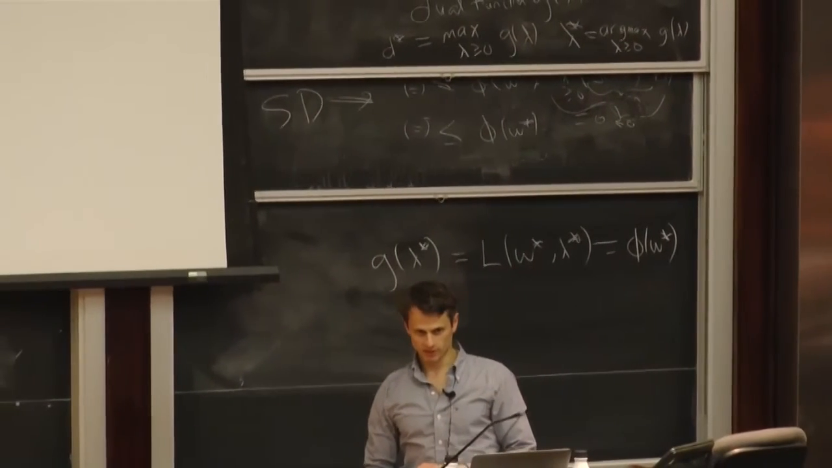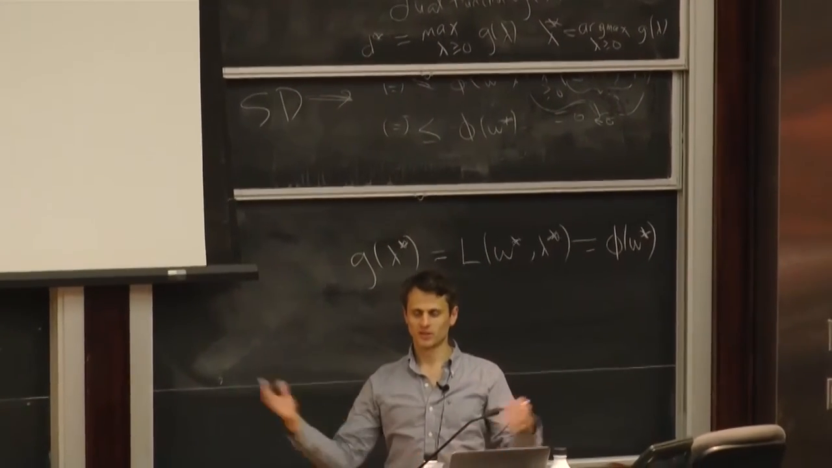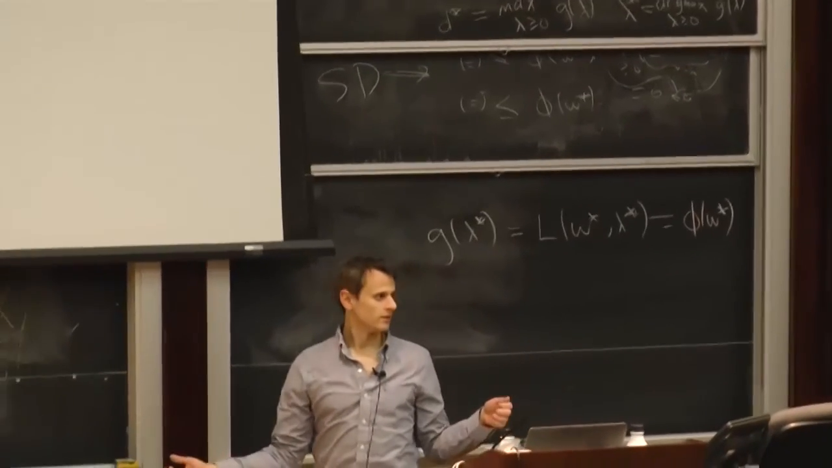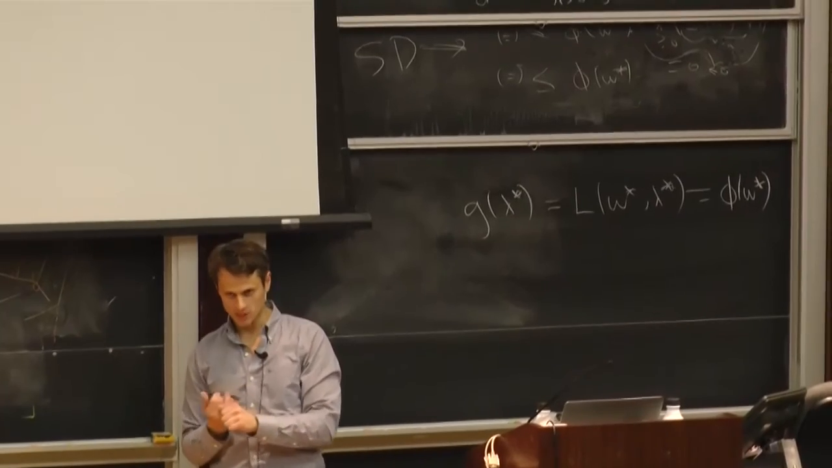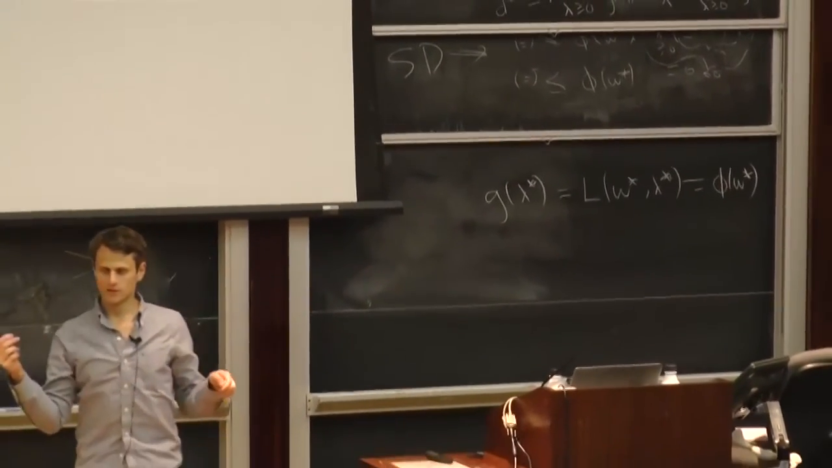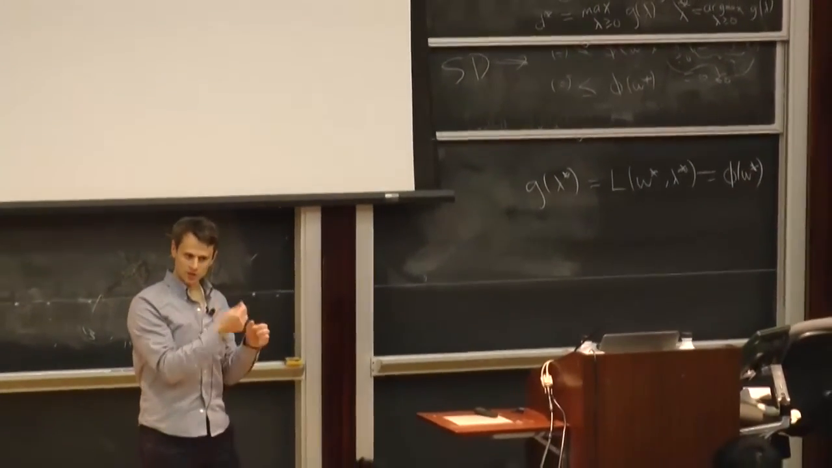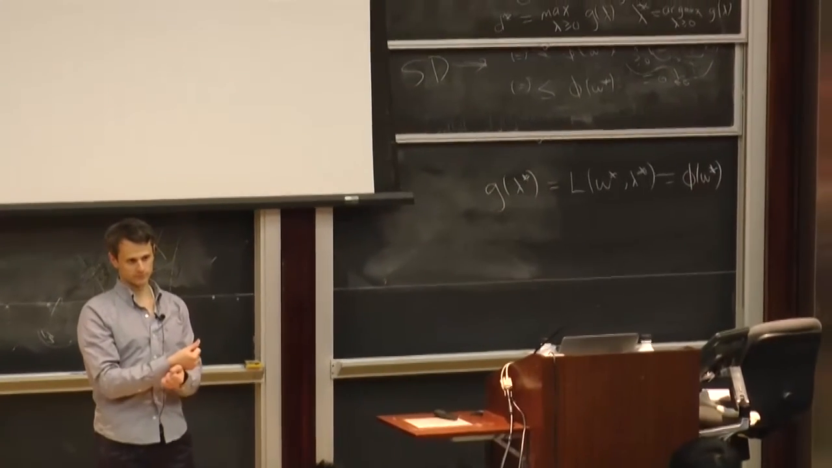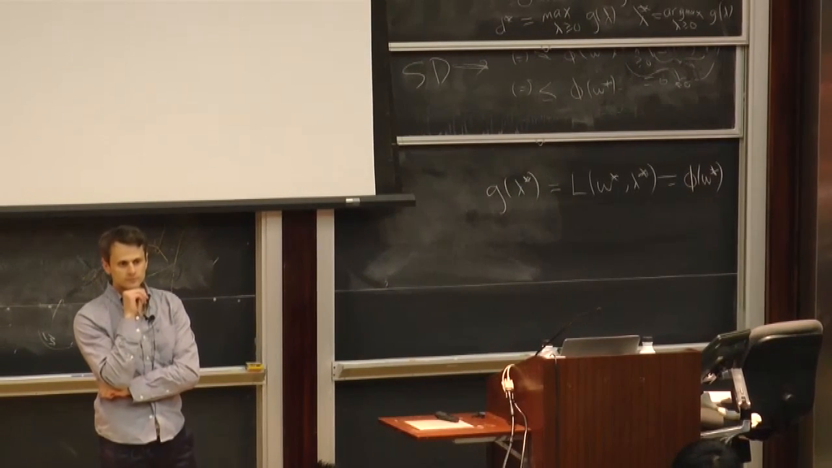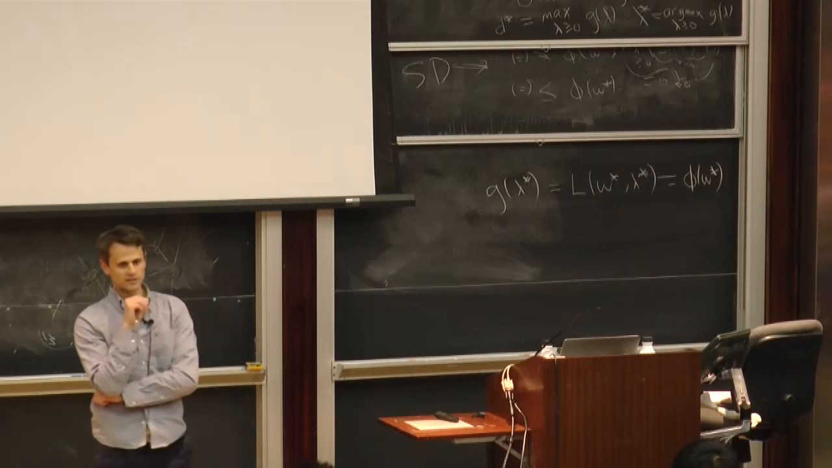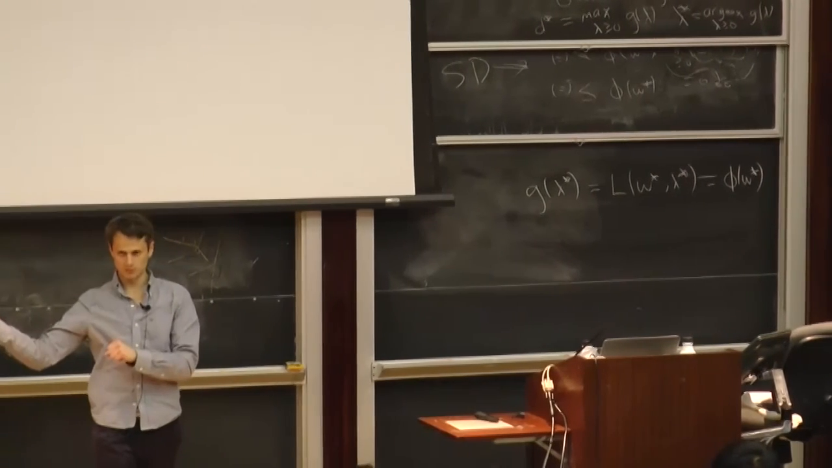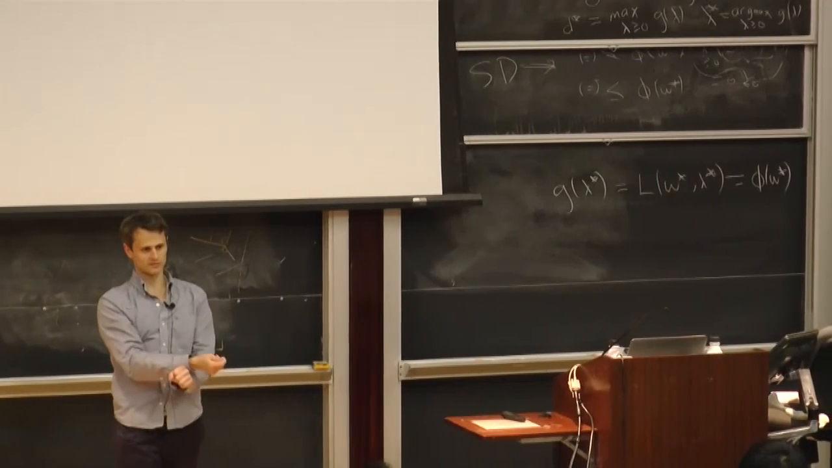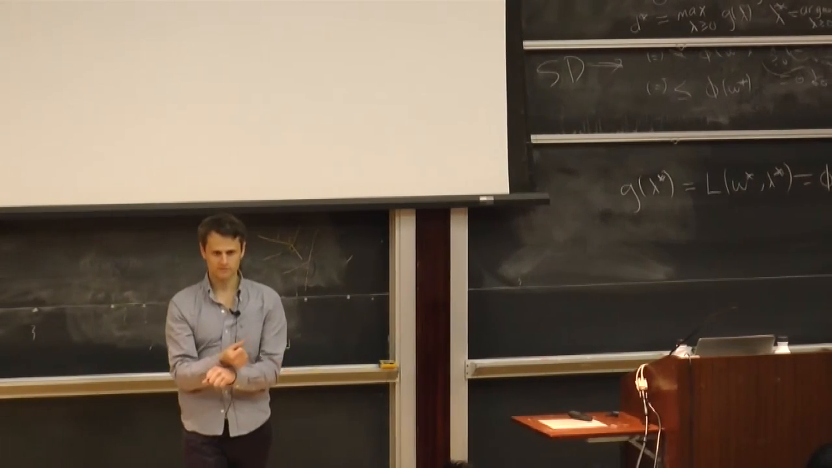What else? We have strong duality. When can we say we have strong duality? Someone. Convex problem, strictly feasible. We have a convex optimization problem that is strictly feasible. Strictly feasible means there's a point that satisfies all the constraints with strict inequality. Slater's condition. If there's a question like this on an exam, you could say Slater's condition says that because we have a feasible point and the problem is convex, we have strong duality.